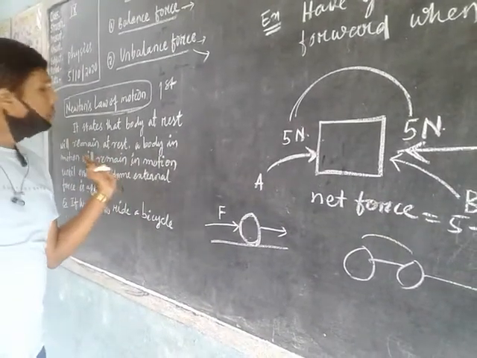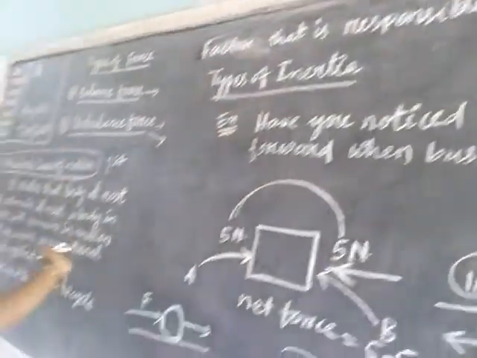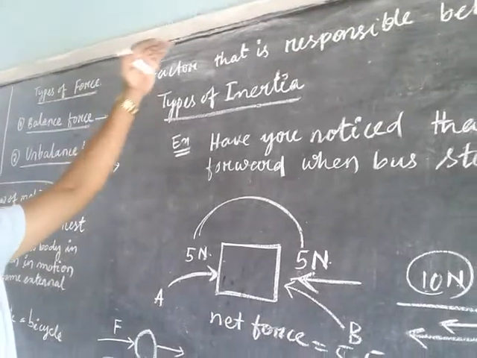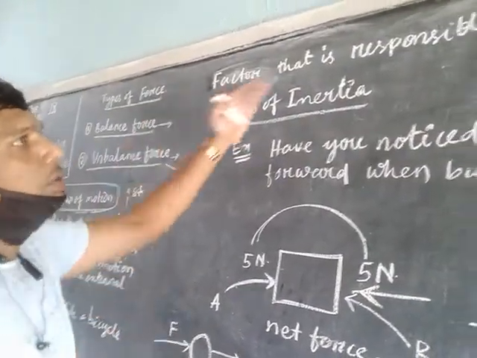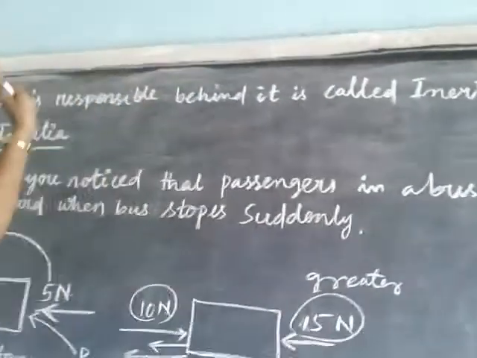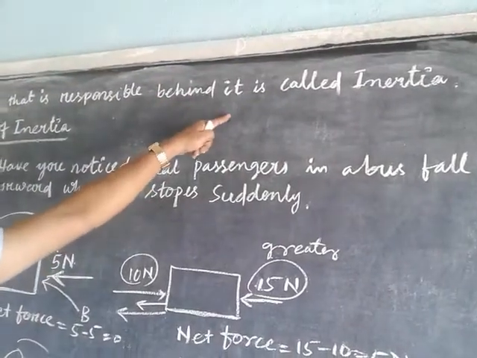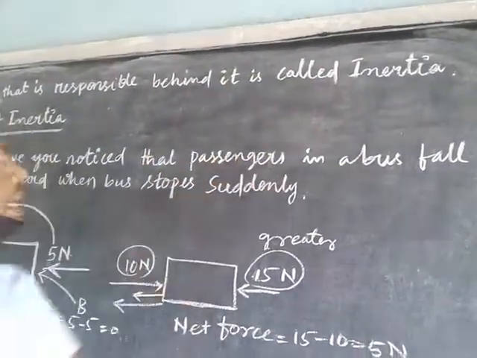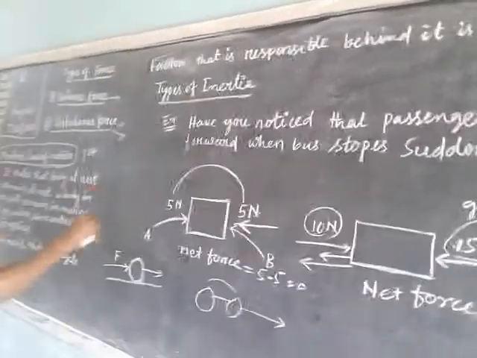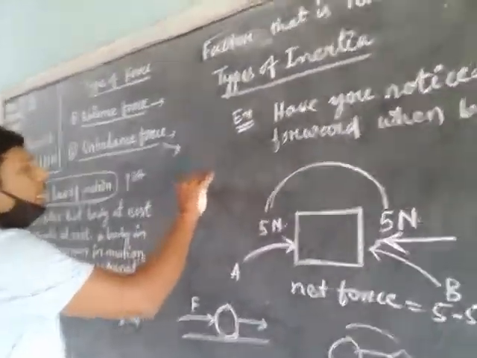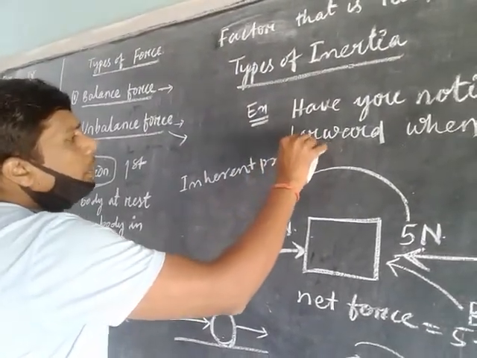This happens because of a factor. The factor that is responsible for this result is known as inertia. That means the factor that is responsible behind it is known as inertia. And inertia is an inherent property of the body.